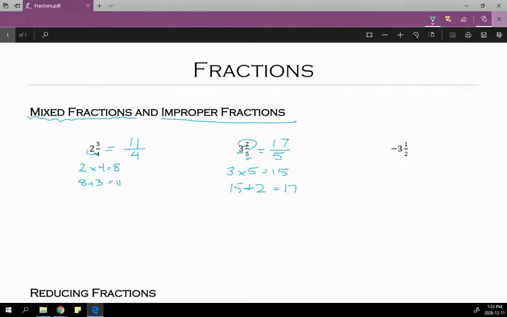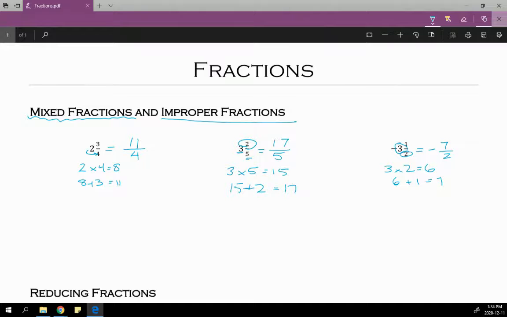Okay, now the third example is a negative mixed fraction. Now this mixes people up because they multiply -3 times 2 and then add 1. That's not what you want to do. Your improper fraction is going to be a negative fraction as well. It's going to be over 2. And then ignore that negative number. We've accounted for it over here. And only multiply your positive numbers. So 3 times 2 is 6, and then 6 plus 1 is 7. And that's what's going on the numerator of your improper fraction.